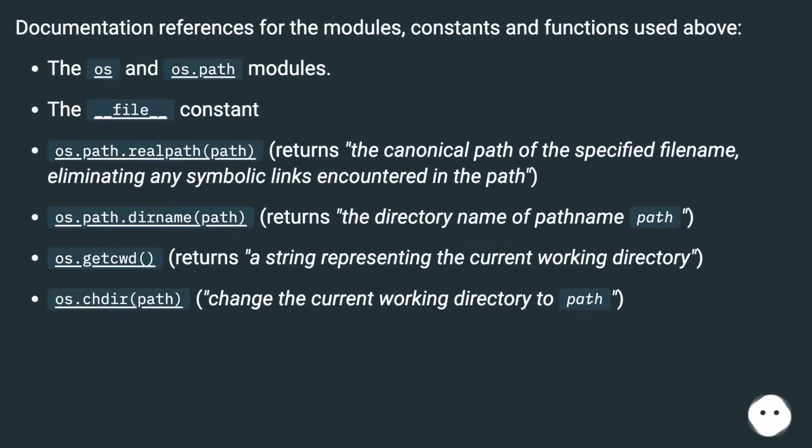Documentation references for the modules, constants and functions used above. The os and os.path modules. The __file__ constant. os.path.realpath(path) returns the canonical path of the specified file name, eliminating any symbolic links encountered in the path. os.path.dirname(path) returns the directory name of pathname path. os.getcwd() returns a string representing the current working directory. os.chdir(path) changes the current working directory to path.